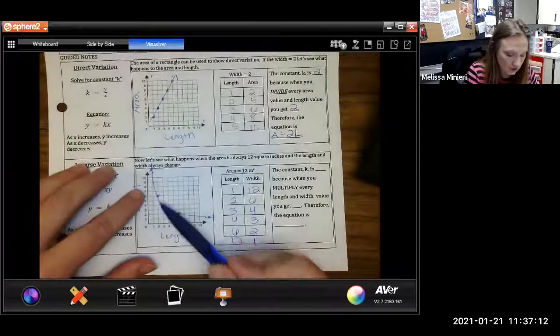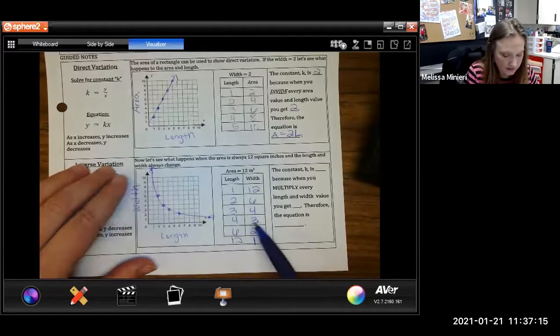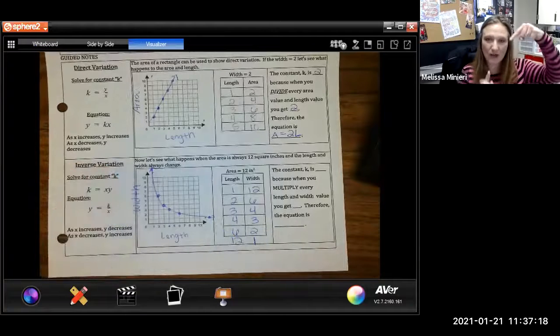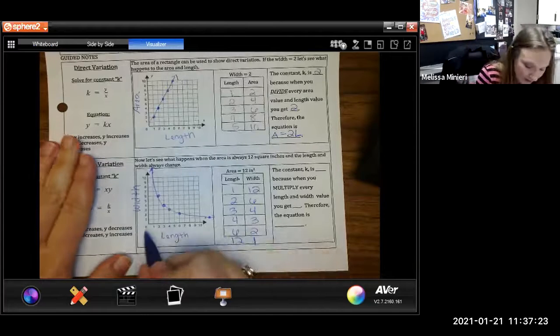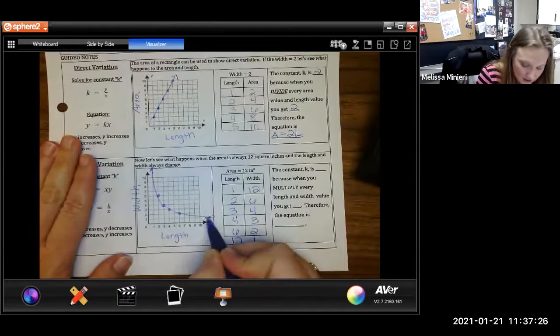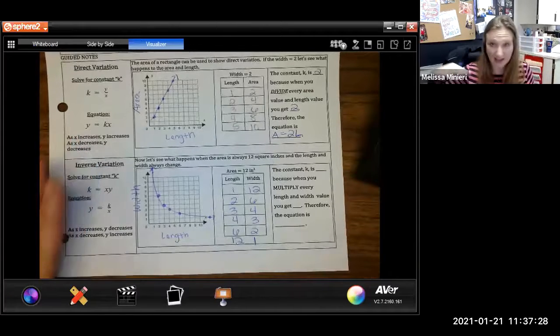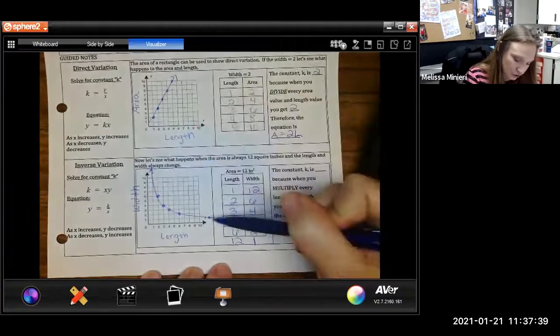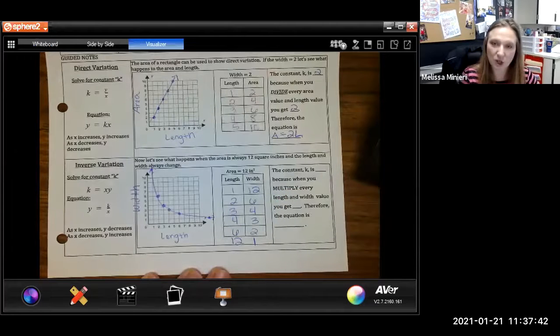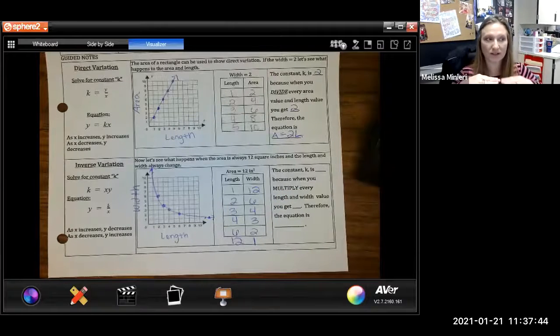But the reason we're getting this curved graph is because the more we increase the length, the width has to go down. The variables are moving in opposite directions. However, keep in mind, we can never have a negative width and a negative length. So this is going to get closer and closer to the x-axis, but we will never have a zero width because then it would no longer be a rectangle, right? It would just be a line. So on both sides, it's going to get closer and closer to the axis, but it will never touch it. And we're going to be talking about that more next time. Those are what is called an asymptote, a line that the graph approaches but never quite reaches.